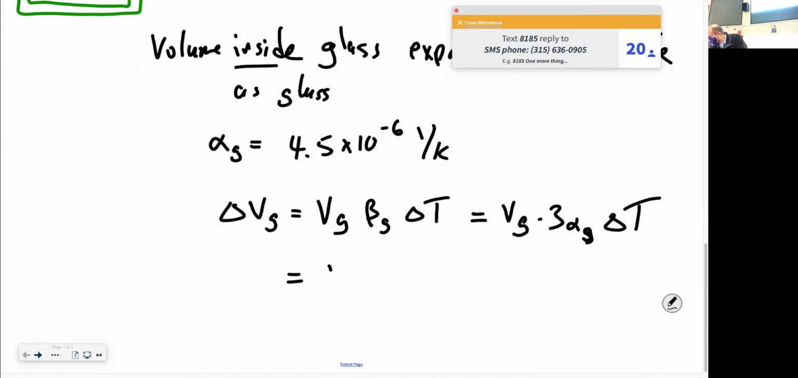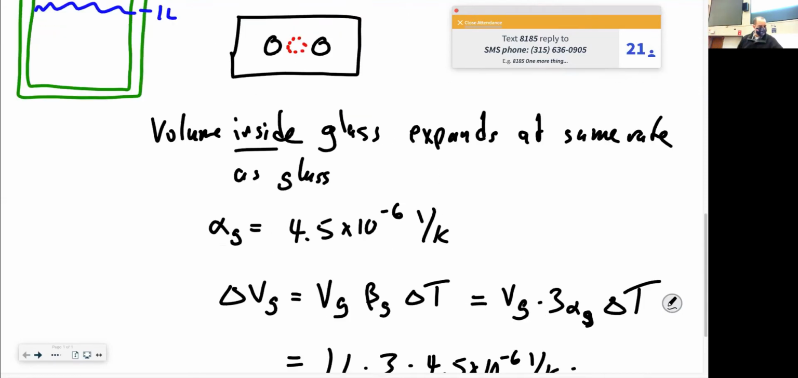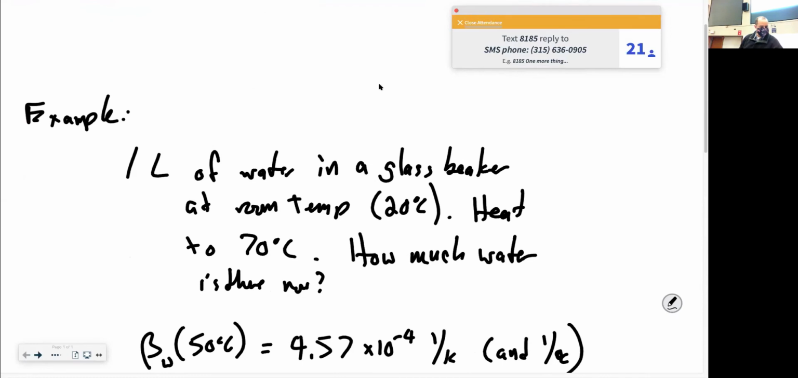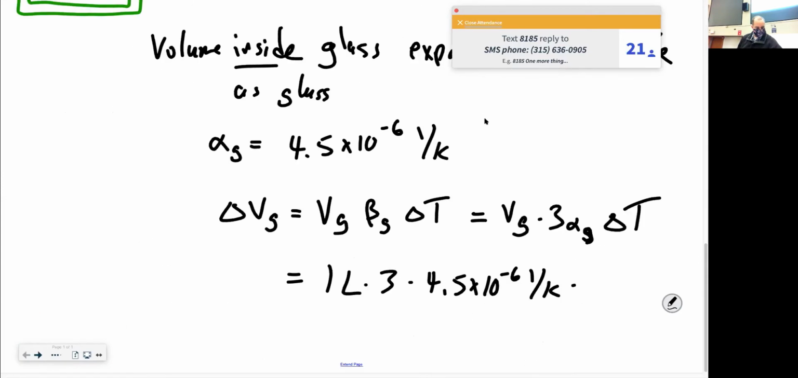So I'm going to plug in 1 liter for VG. We know that beta is 3 times alpha glass, which is 4.5 times 10 to the negative 6, 1 over kelvins, times delta T. And our delta T, if you remember from last time, was 50 Kelvin, or 50 degrees Celsius, from 20 to 70, times 50 Kelvin. Great. Multiply all those together. Kelvins cancel out, and we're going to get liters, which is nice. You get 6.75 times 10 to the negative 4 liters.